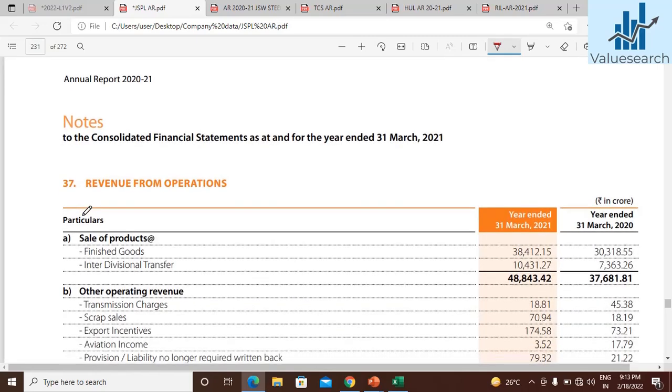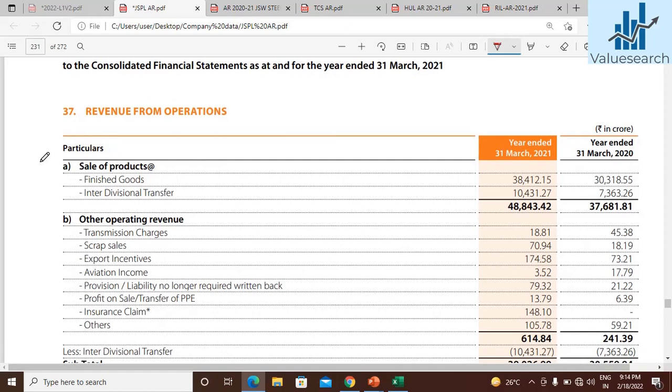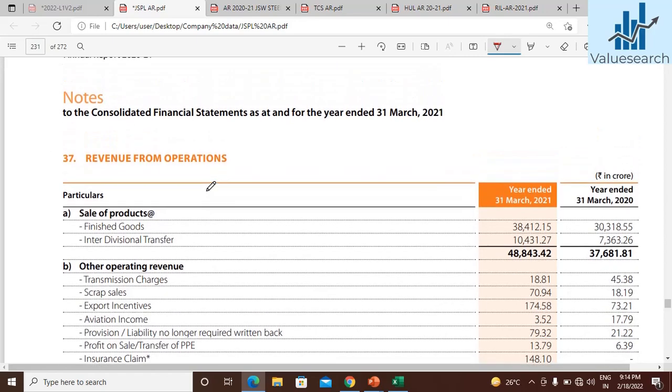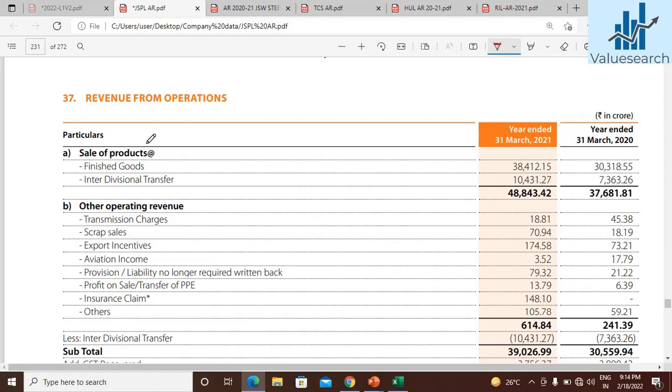If you do not understand the real story behind these numbers, you cannot really become an analyst. You must understand what is happening behind these numbers. Otherwise, there is no way you can become a good analyst. So see, it has been disintegrated here. First, you sell your products. You have your finished goods and your interdivisional transfers. This is on a consolidated basis; earlier, it was on a standalone basis. You do not see much change because the company's standalone operations are quite significant, and there is not much added to it. This is why there is not so much difference between the standalone and consolidated numbers. Here you can see it is the same.